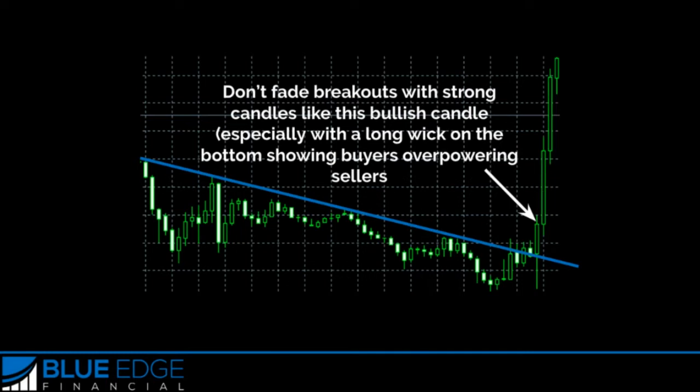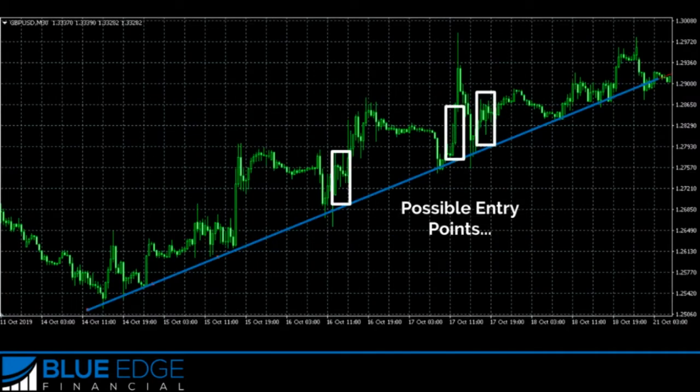So now the question is, how do we fade trend line breaks if we decide it's a good opportunity? Well, all you have to do is wait for price to move back inside the trend line and make your trade in the direction of the trend. So you can see there are multiple opportunities on this example here where it seems like price was breaking out and then price came back in here, and this would have been a good opportunity to enter somewhere in here with a buy, since we want to go with the trend that's obviously trending up.